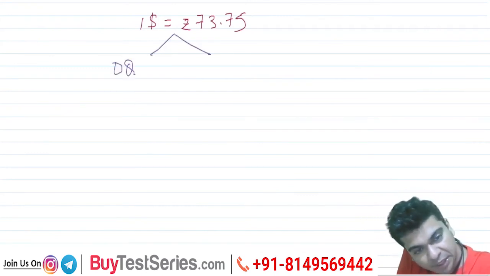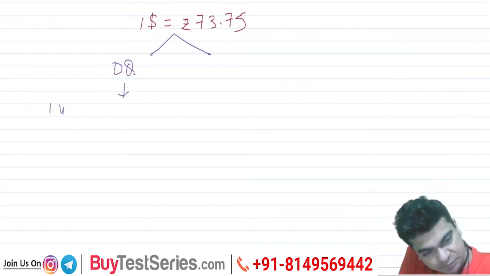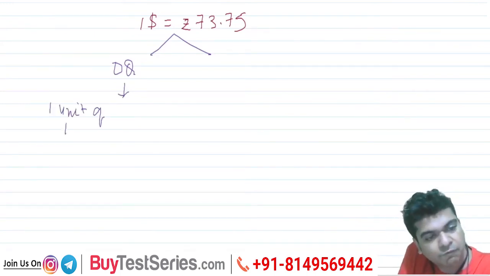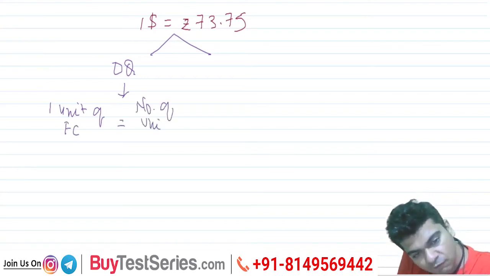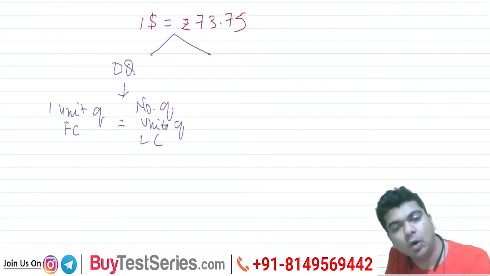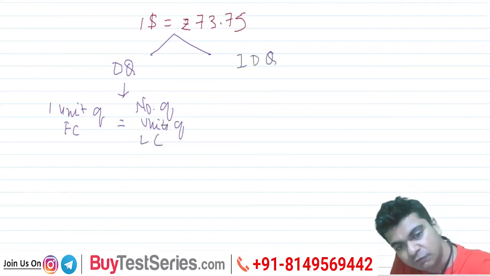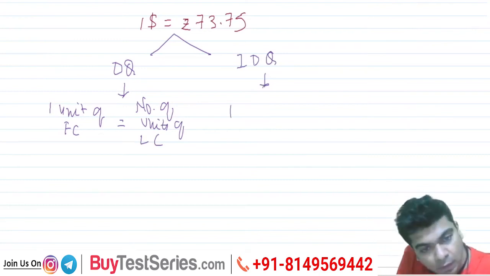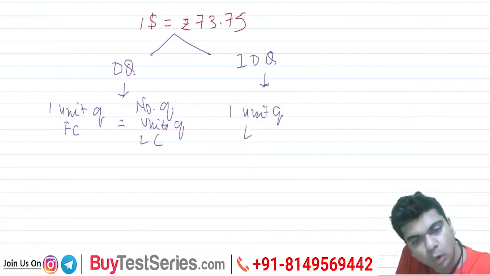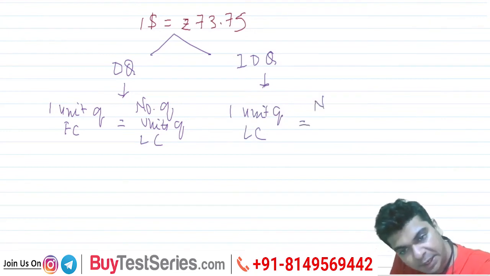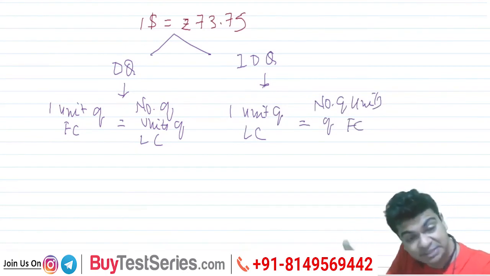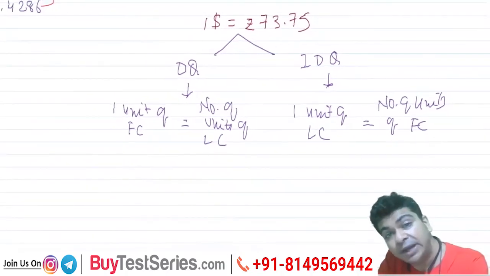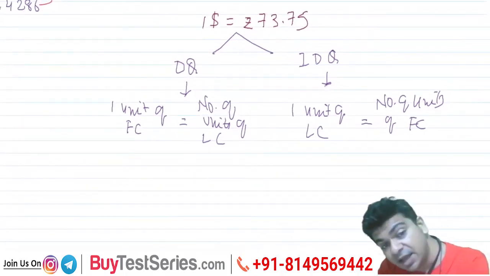Tell me, what is a direct quotation format? We say it is 1 unit of foreign currency equals number of units of local currency. Okay. Tell me, what is an indirect quotation format? Indirect quotation format: 1 unit of local currency is equal to number of units of foreign currency, right? Now, let me make it very clear. It is the viewpoint which will decide whether it is direct or indirect.